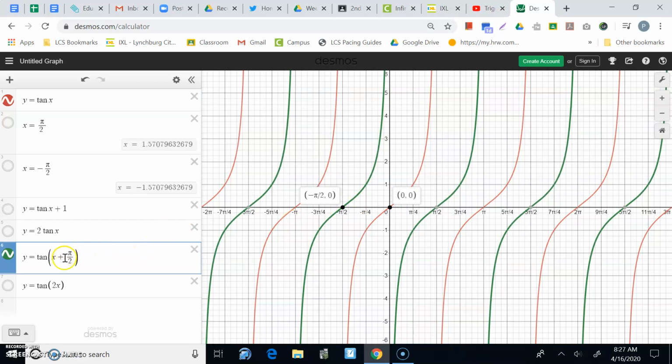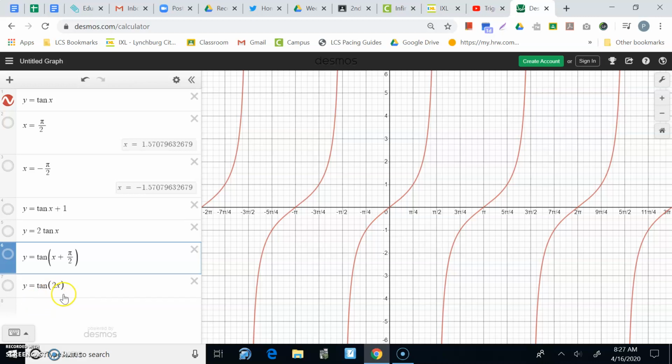Now, in this particular case, I actually could have had a minus here, and it would have ended up looking the same because this graph repeats every pi units. So shifting to the right by pi over 2 actually would have given me the same thing. So it doesn't really matter if it's a plus or minus if you have pi over 2. If you had some other value, it might make a difference. But in this case, that plus pi over 2 is shifting me left.